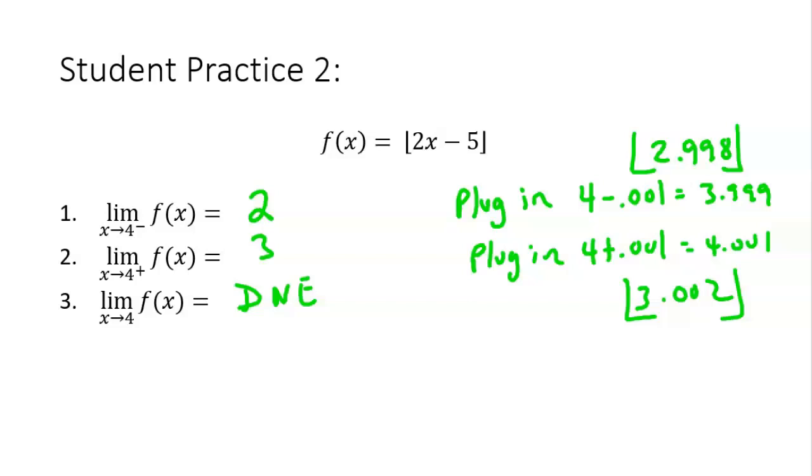And if you plug in the next one, for number 2, I'd plug in 4 plus 0.001. And when you do that, you get 3.002. And the greatest integer less than or equal to that is 3. And so the limit from the left of 4 is 2. The limit from the right of 4 is 3, which means that the limit doesn't exist here once again. Okay? And so that's how we evaluate limits of step functions.